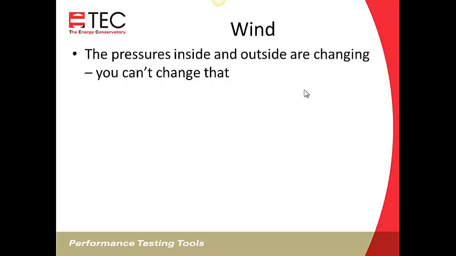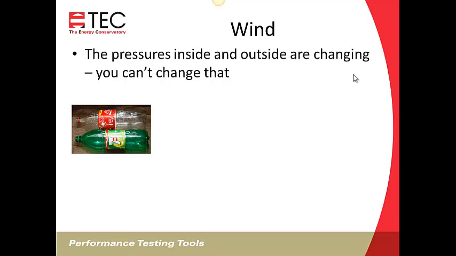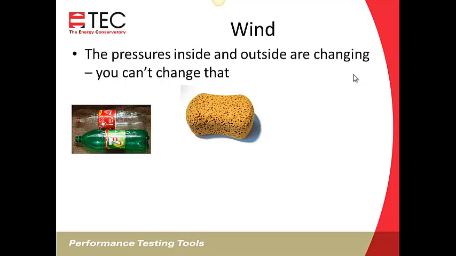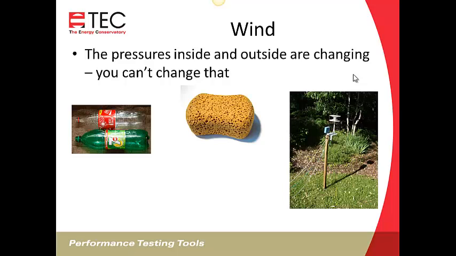Wind. Pressures both inside and outside the house are changing, and we can't change that. We try to, but we can't change the fact that pressures inside and outside the house are changing. But that doesn't stop people from trying. Many things have been tried, and some of the common things we hear people talking about is put it in a pop bottle during a windy day, or put it in a sponge.